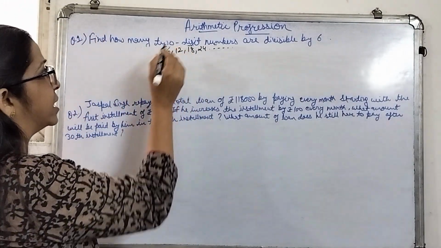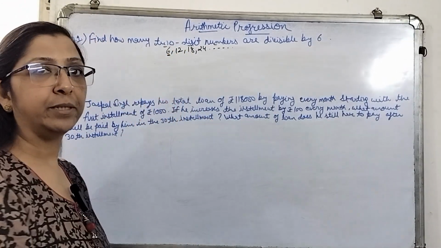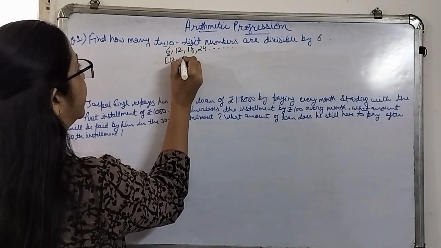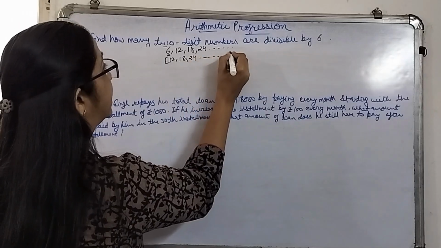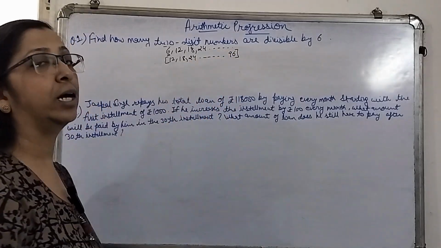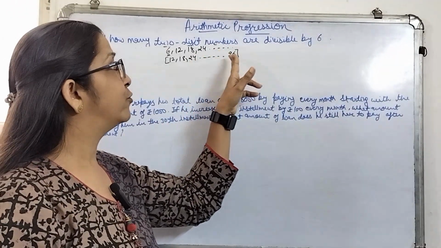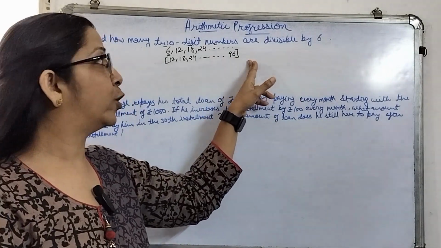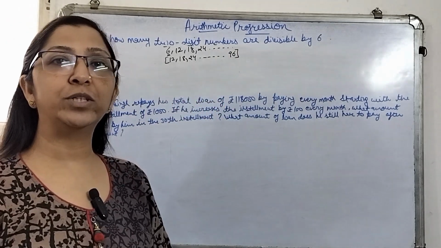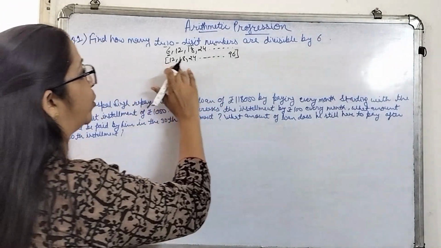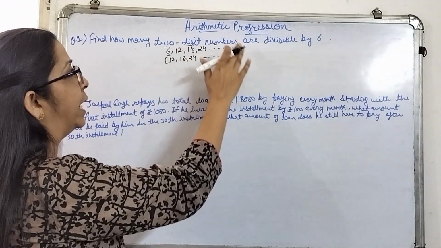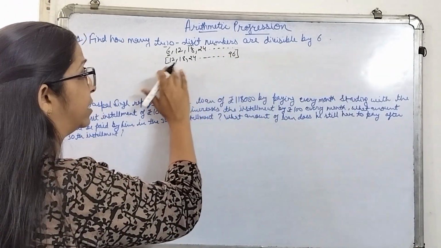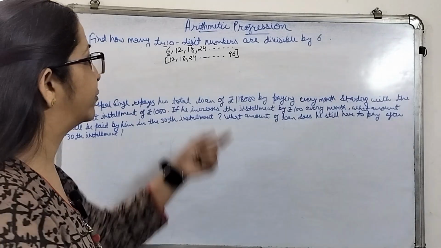Now, two-digit numbers are asked and 6 is not a two-digit number. So the numbers are going to start from 12, 18, 24 and till 96 will be the numbers which are required. Because the next number which will be divisible by 6 will be 102, and 102 is a three-digit number. It is not a two-digit number. That means our required numbers start from 12 and end at 96. So how many numbers are coming under this category, that we have to find.